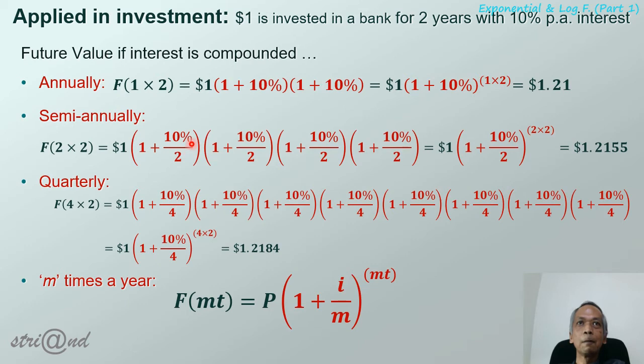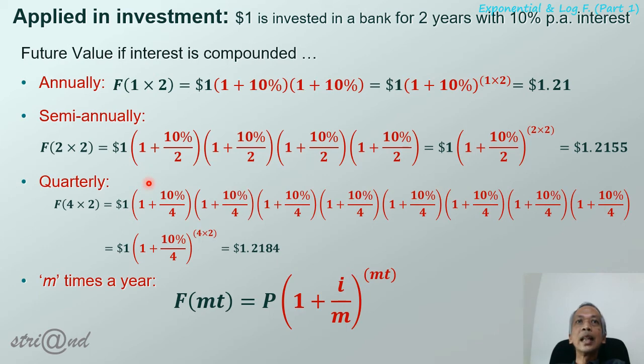Okay, because 10% is the interest for 1 year. And what we need to find is the interest not for 1 year, but only for one semester or 6 months, because the interest is calculated twice in a year. So it is 10% divided by 2. This is for the first period, for the first 6 months. Okay, for the first 6 months.